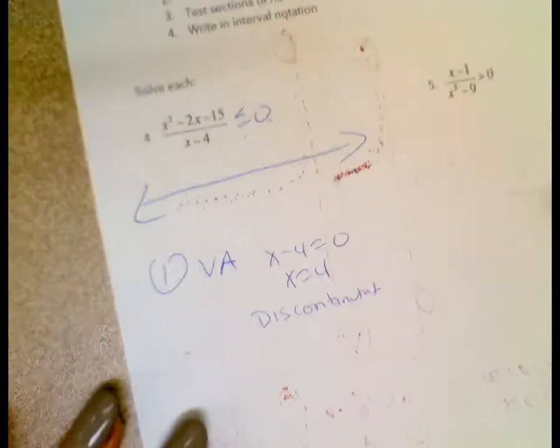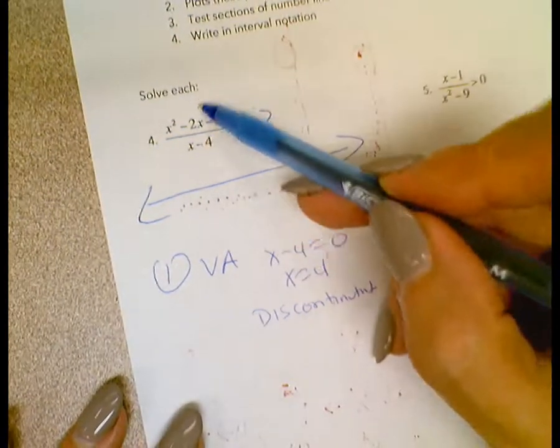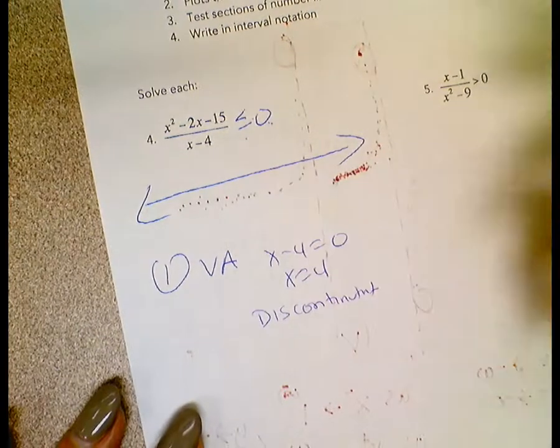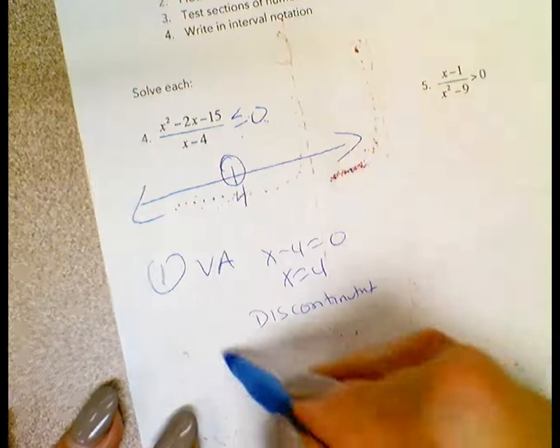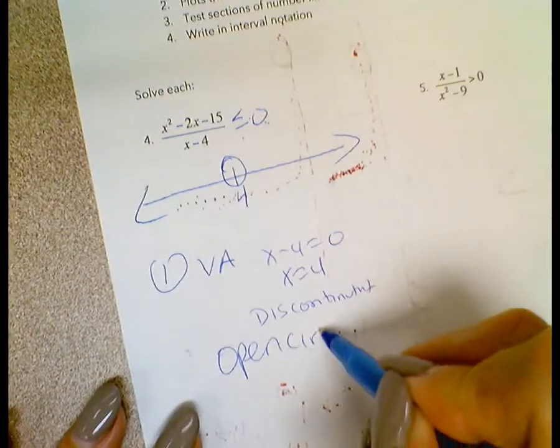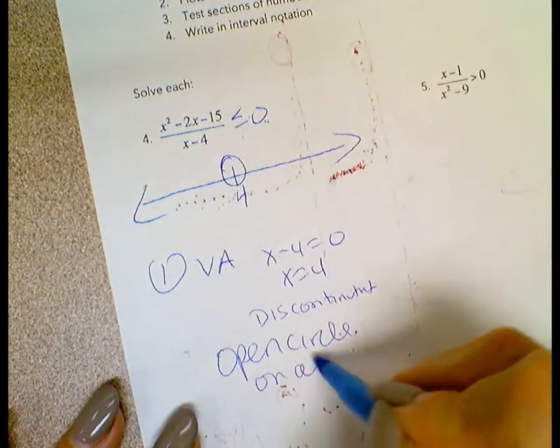Basically, if x was 4, this problem would be undefined because you're not allowed to divide by 0. So what you're going to do on the number line is go up here and put a 4, and you're going to put an open circle. Open circle on all discontinuities.